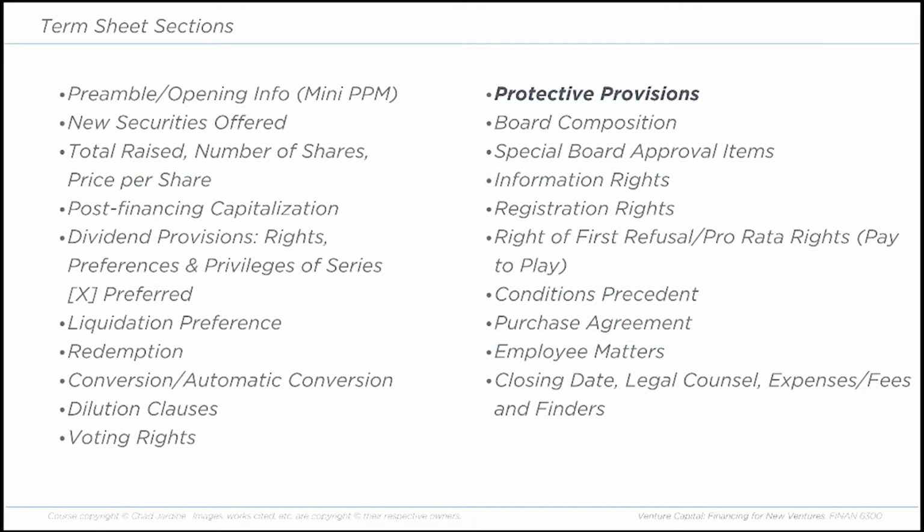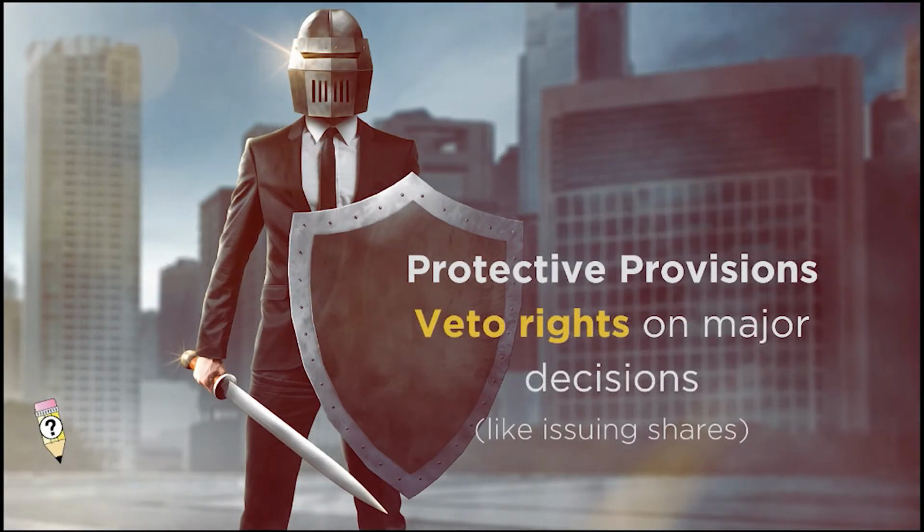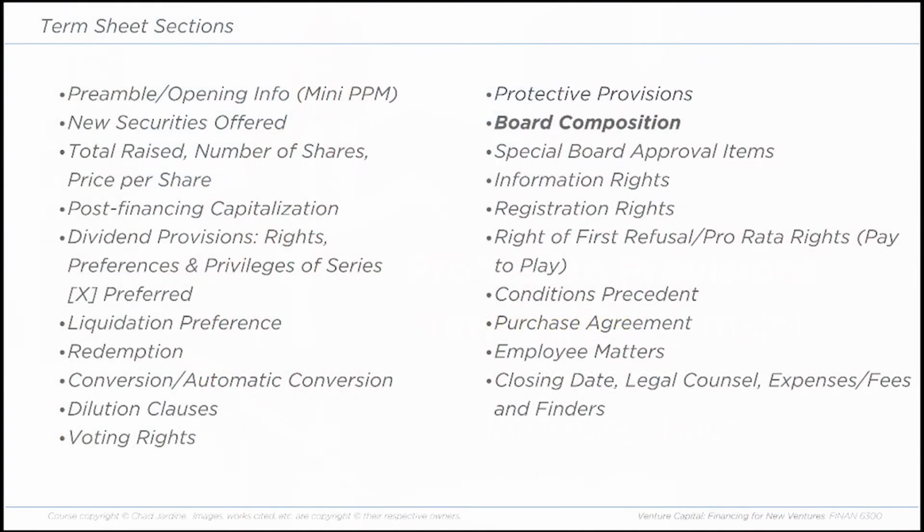Protective provisions. These are essentially veto rights that the holders of preferred shares have on critical decisions like raising money or issuing new shares of stock. Depending on the investment series, the VC may require a seat on your board of directors.